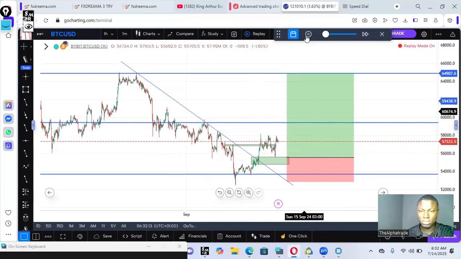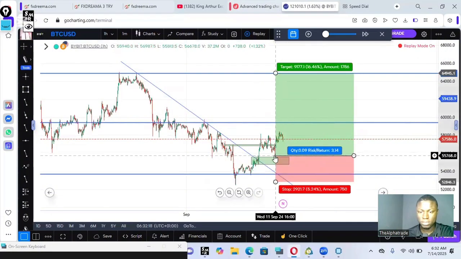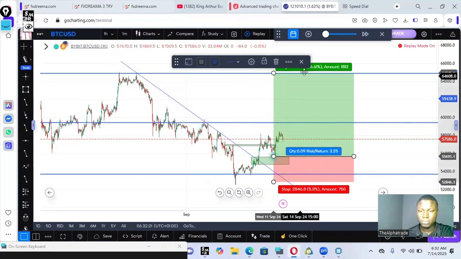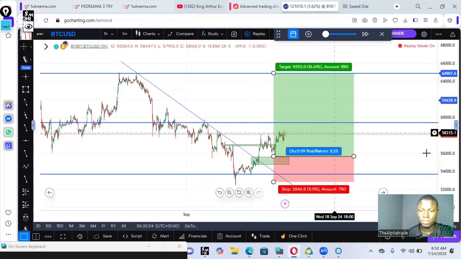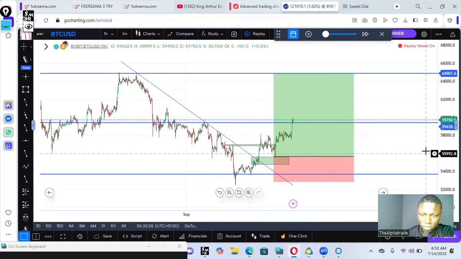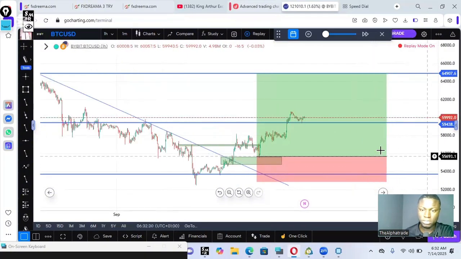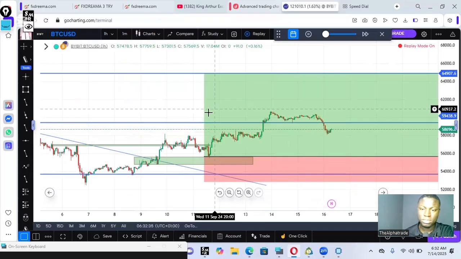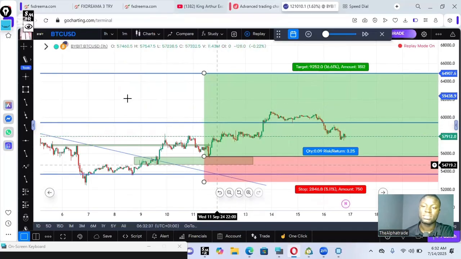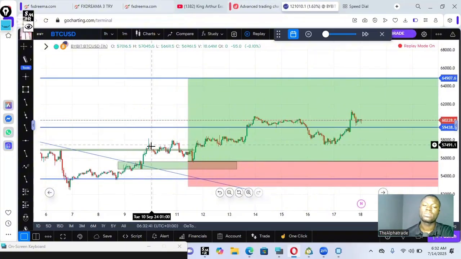The price tagged us in. Yep. First TP smashed. This is it. First TP smashed, and then we're waiting for the second TP. Let's see what happens.